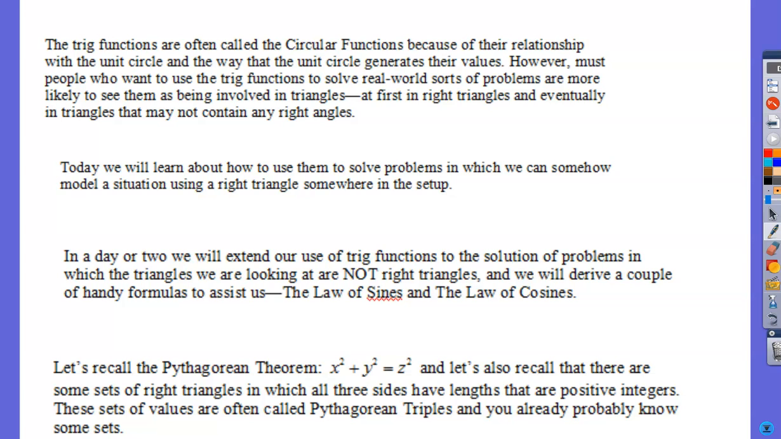Okay, so sometimes we call the trig functions circular functions, and that's just because of the way they relate to the unit circle. But most people try to use trig functions to solve these real world problems. You probably saw that in geometry. At first, we're going to do that with right triangles, and then eventually we can do that with triangles that don't have to have right angles. So we'll see that happen.